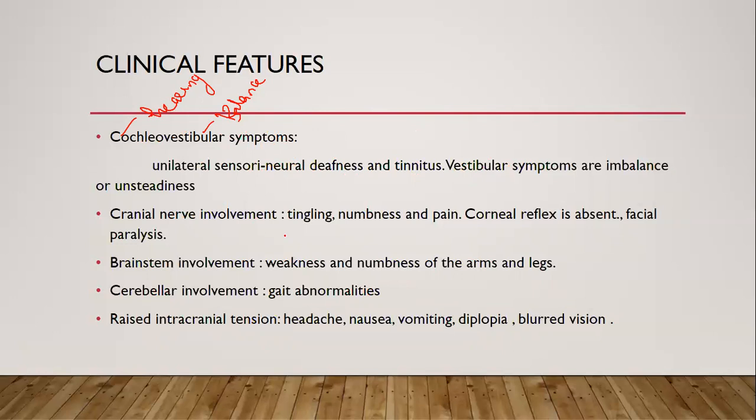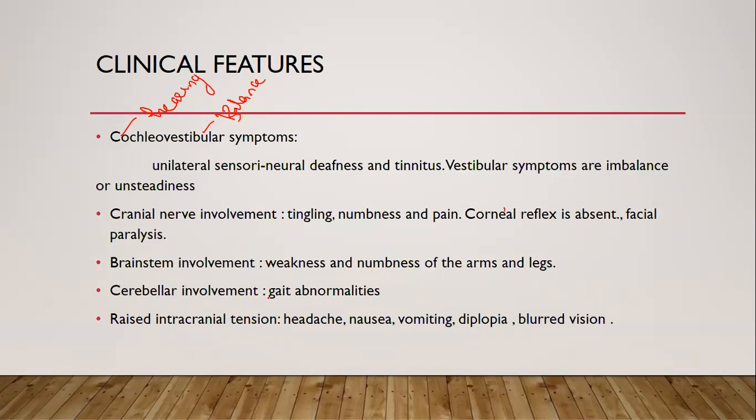In the cranial nerve involvement, tingling sensations can be seen, numbness and pain. Corneal reflex will be absent, and facial paralysis, because the facial nerve passes over the vestibulo eighth nerve in the ear. Then brainstem involvement. It can be manifested as weakness and numbness of the arms and legs. In the later stage, it can invade into the brainstem, so that the patient will develop weakness as well as numbness of both upper and lower extremities.